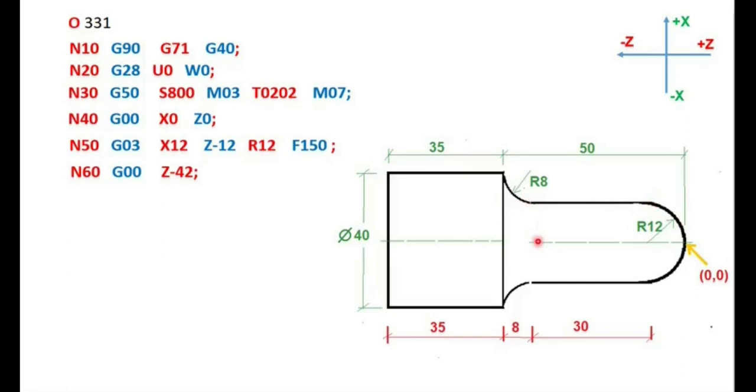So what is this position? X is already 12, that is given. The only change is in Z. So what is the change? This 30 plus 12, that is minus 42. Then from here I have to move to this position along this curve. What is happening? It is in clockwise direction. So that's why G02. What is the X value changing? 12 plus 8, that is X20. And what is the change in the Z value? 30 plus 12, 42 plus 8, 50. So Z is minus 50 because it is in the left side direction from here, and R is 8.